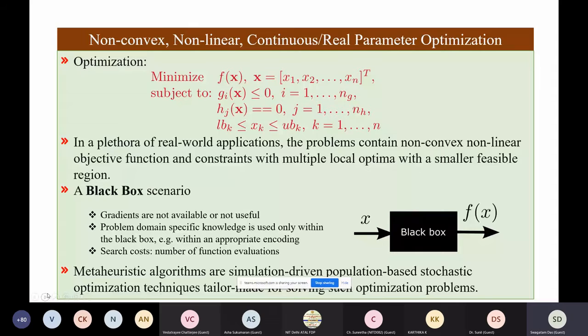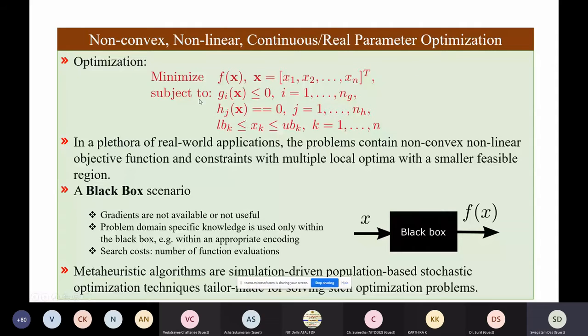But anyway, the general problem is you have a scalar function f of a vector variable capital X. There are certain upper and lower bounds for each component of capital X. These variables that constitute the vector capital X are called the decision variables of our problem. You can have additional restrictions imposed on the search space in the form of inequality and equality constraints. And your function is, of course, non-convex.